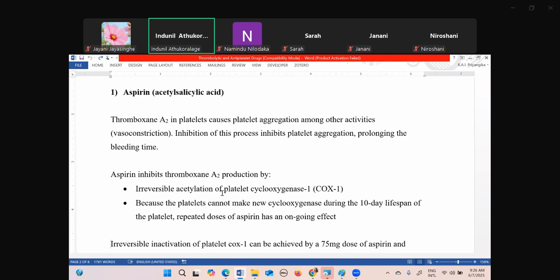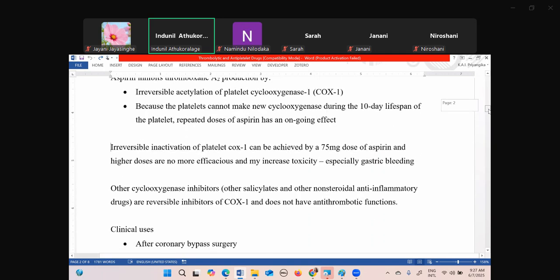Repeated doses of aspirin have an ongoing effect. Irreversible inactivation of platelet COX-1 can be achieved by a 75 milligram dose of aspirin, and higher doses are reversible inhibitors of COX-1 and do not have antithrombotic functions, right?